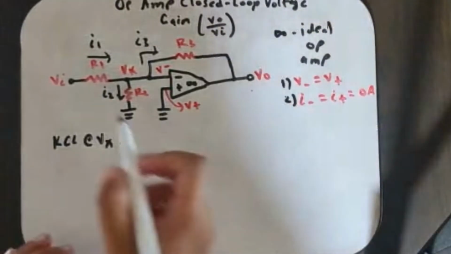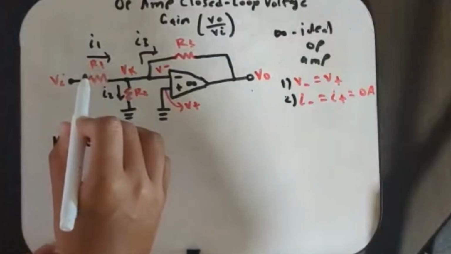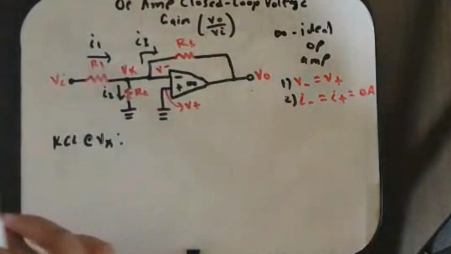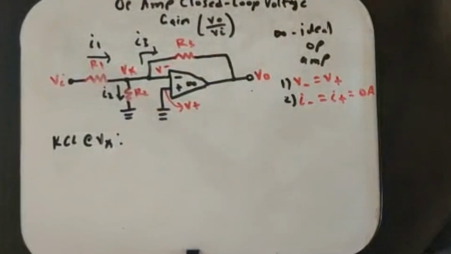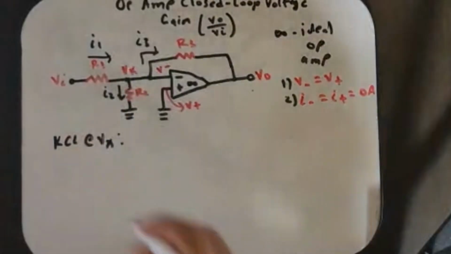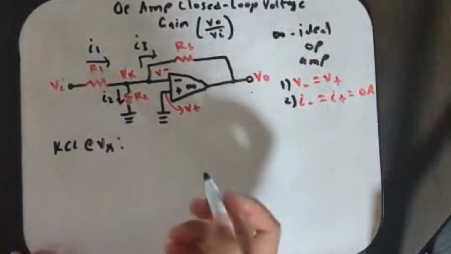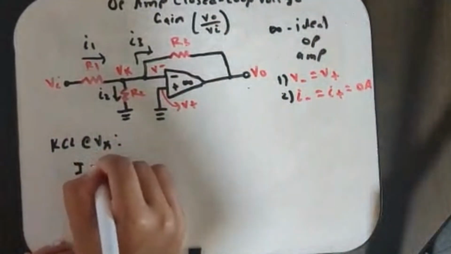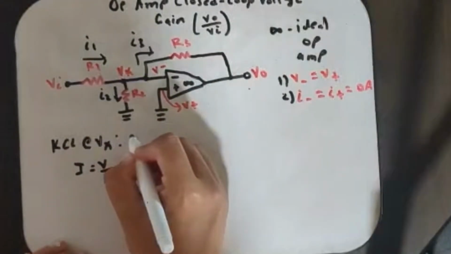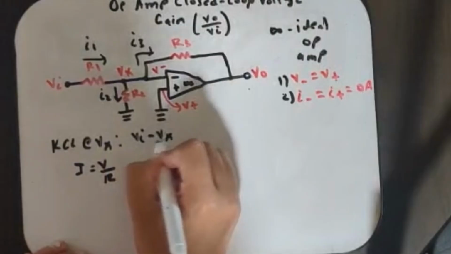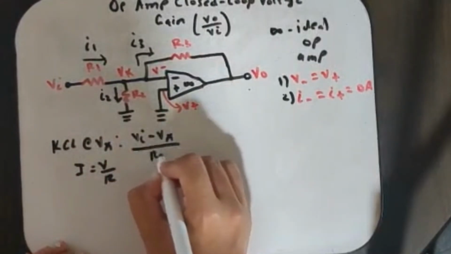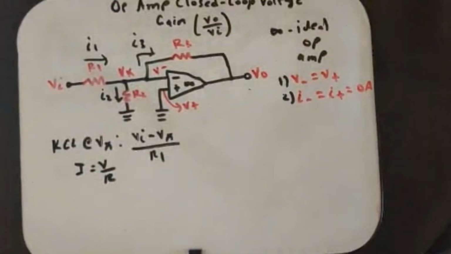The way we do KCL is we look at the currents. I1 is going from VI to VX, which means VI is at a higher potential than VX, because current always flows from high potential to low potential. So we know from Ohm's law that I is equal to V over R, and so we write VI minus VX, from the high potential to the low potential, all over R1, the resistor.